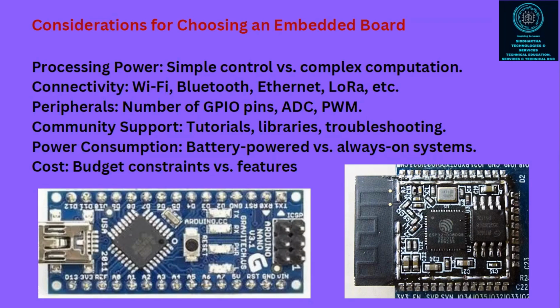Because if tomorrow anything goes wrong, or some program you are not able to execute, you need community support for that. Power consumption, of course, is very, very important: battery powered versus always-on system. Like the Arduino works on 5 volts and the Raspberry Pi works on 3.3 volts. So what is your requirement? Accordingly, you will select that particular board. And finally, the cost. So I have just given you the comparison that I consider while choosing the embedded system board. These points you have to keep in mind.